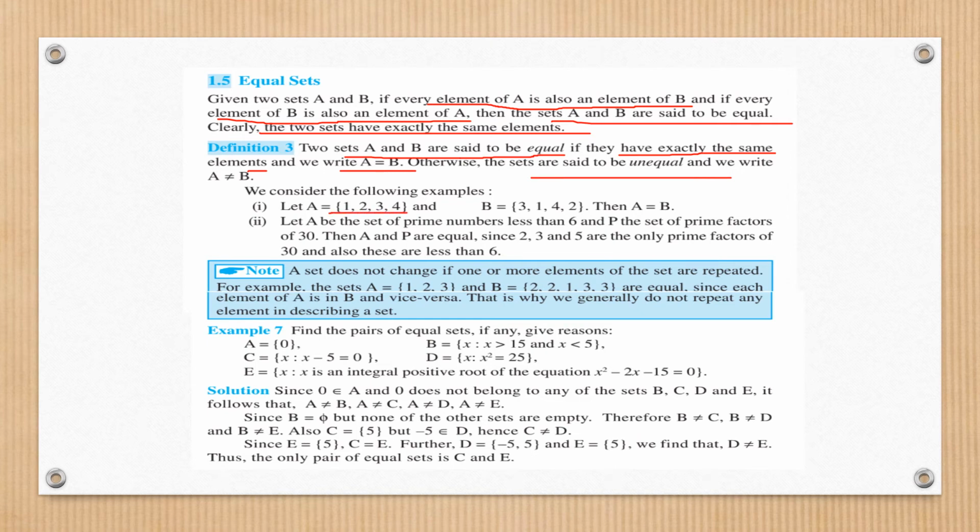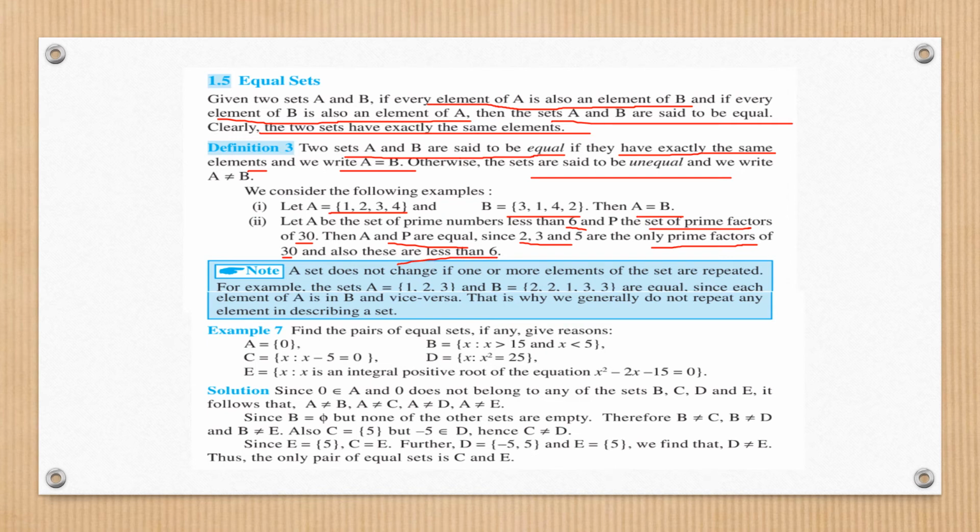See from here, like A is {1, 2, 3, 4}, B is {3, 1, 4, 2}. So A is equal to B. Order is not important, but you can see all the elements of A are in B. Okay. Let A be the set of prime numbers less than 6 and P is the set of prime factors of 30. Okay. So you know A and P are equal. You will frame this set of prime numbers less than 6. So they will be 2, 3, 5 and prime factors of 30 will be only 2, 3, 5, right? And also these are less than 6. Okay. So both are equal sets, right?